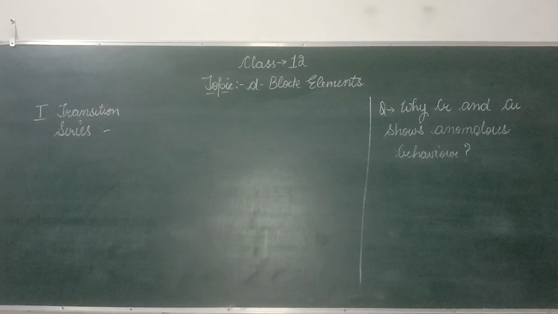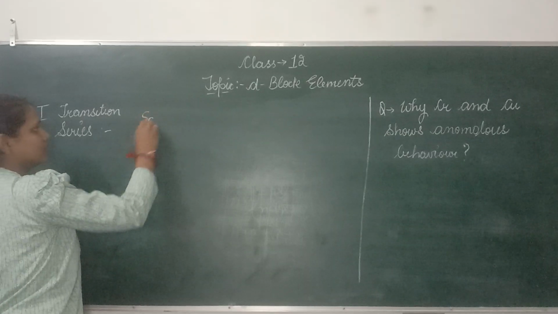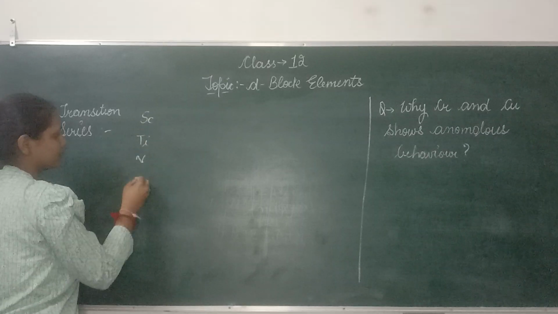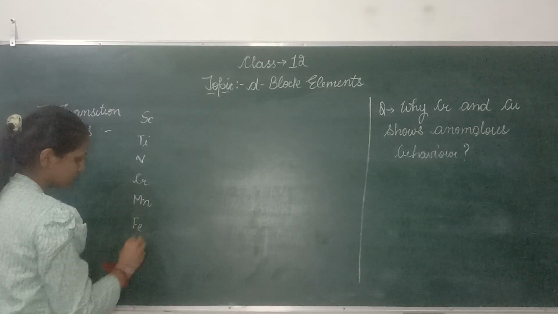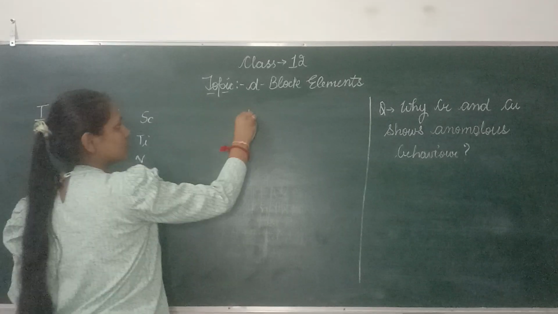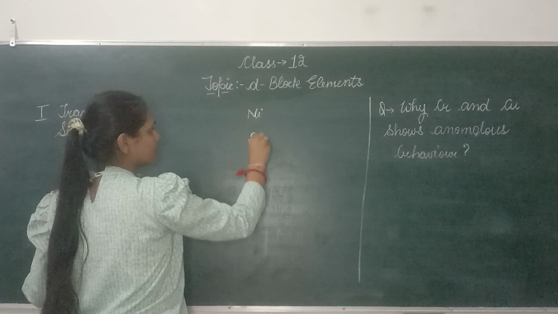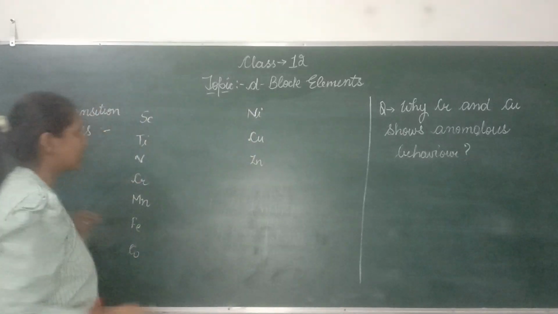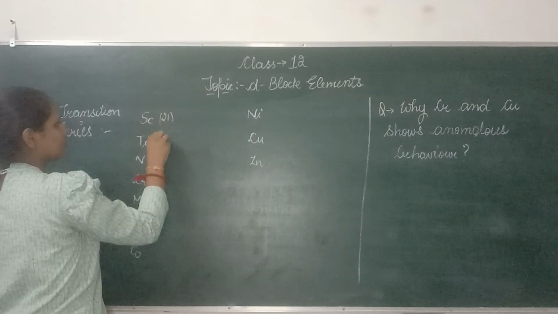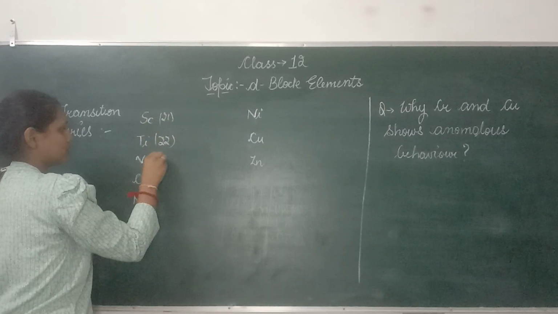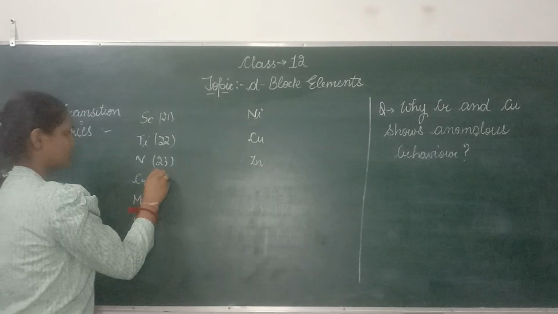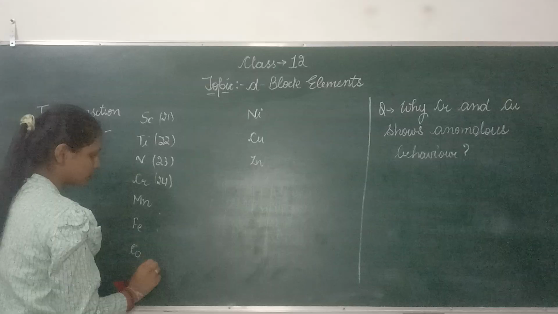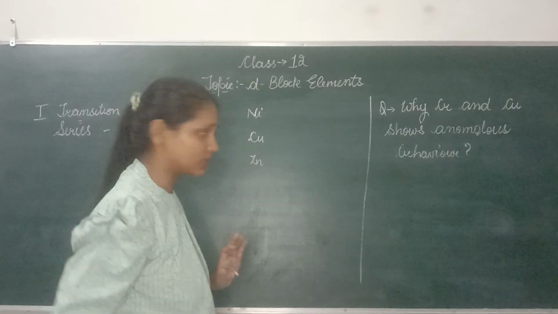First of all, we will write the elements of the first transition series, that is scandium, titanium, vanadium, chromium, manganese, iron, cobalt, nickel, copper and zinc. Their atomic numbers are 21, 22, 23, 24, and so on, 25, 26, 27, 28, 29, 30.